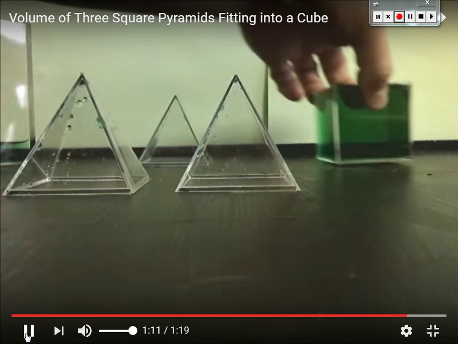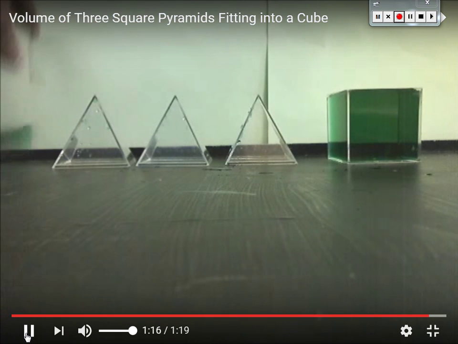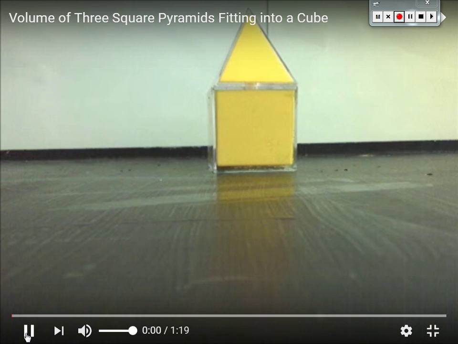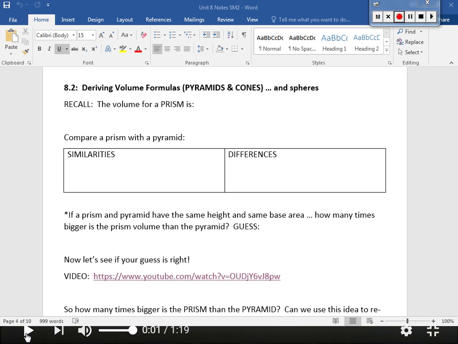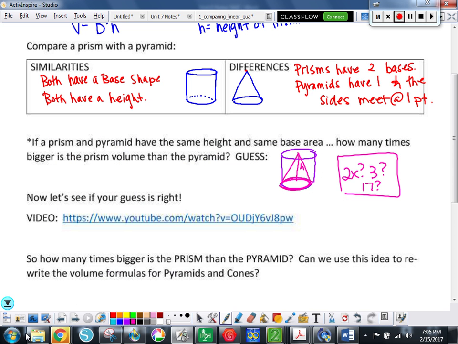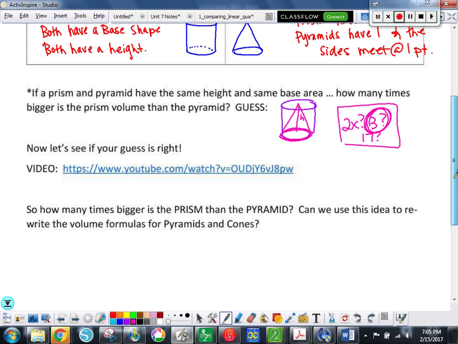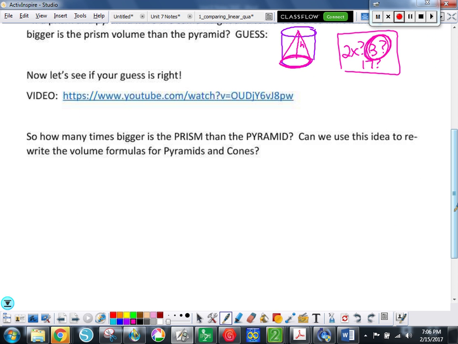Okay, so what can you say? I don't know what he's doing now. Okay, so what can we say? What am I doing? Hold on. If I have one right inside the other, it is 3 times bigger. So that means the volume of the pyramid is going to be a third of the size.